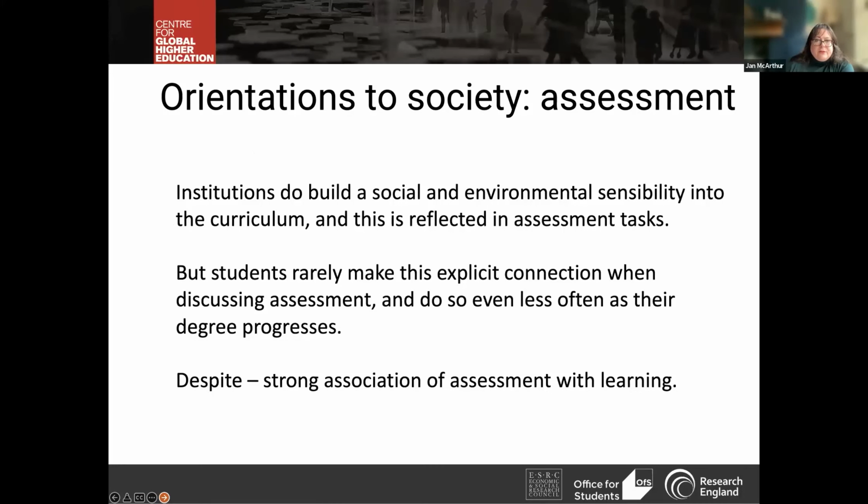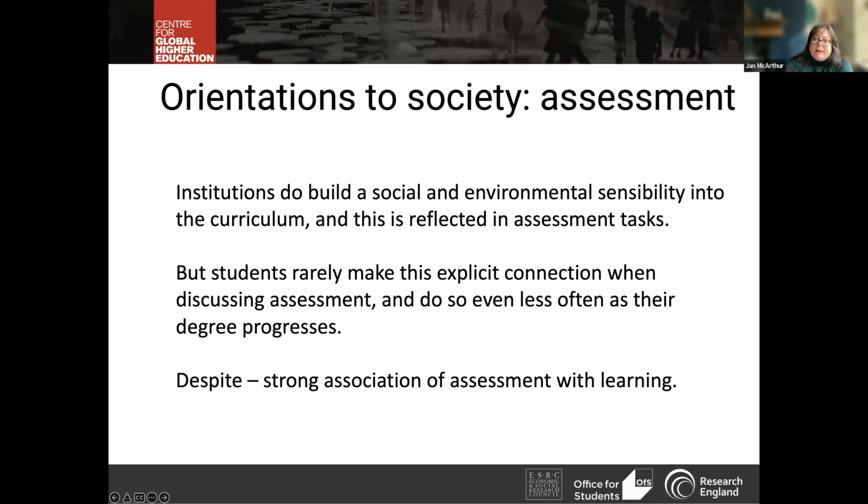So we also found that institutions do build a social and environmental sensibility into the curriculum, and this is reflected in assessment tasks. This was particularly strong in Chem Eng at Sumerian, but students rarely make this explicit connection when discussing their assessment and do so even less as their degree progresses. So just putting in a task that, say, is do an assignment on an environmentally sustainable travel system, the students won't necessarily make a connection between that and society.